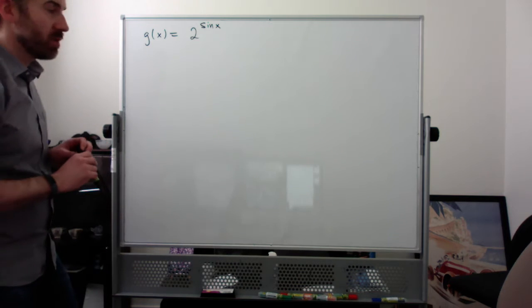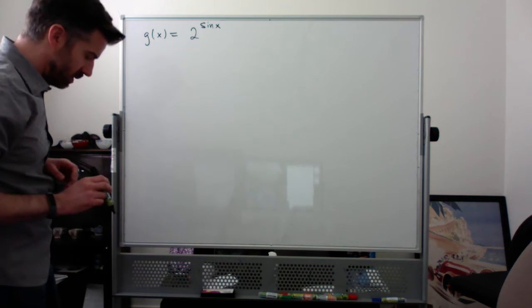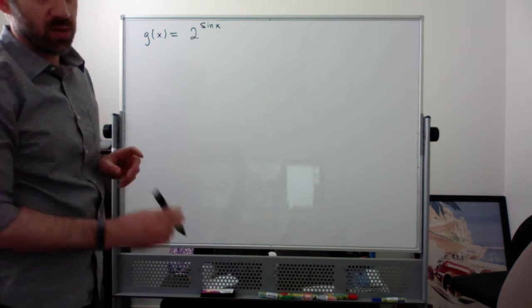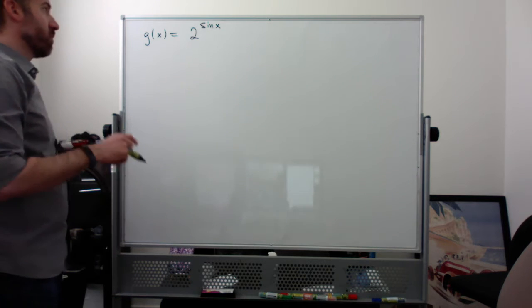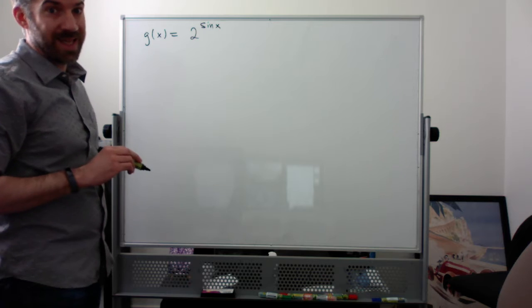I just want to go over two of the questions from the quiz because it seemed like a lot of people struggled with them, specifically question 1a and 1b and question 2 as well. So for 1a, it was find the derivative of g of x equal to 2 to the sine x.